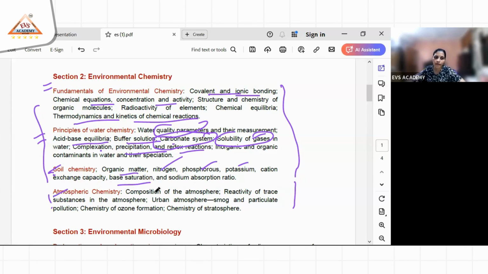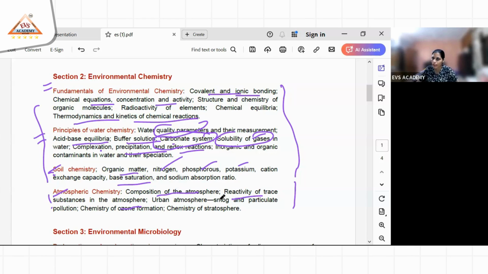After this is the atmospheric chemistry, in which we study the composition and structure of the atmosphere, which are two different things. Composition means which gas is present in what percentage and how they behave in the atmosphere. After this, reactivity of trace substances in the atmosphere, the reactivity of other pollutants which are present in the atmosphere.